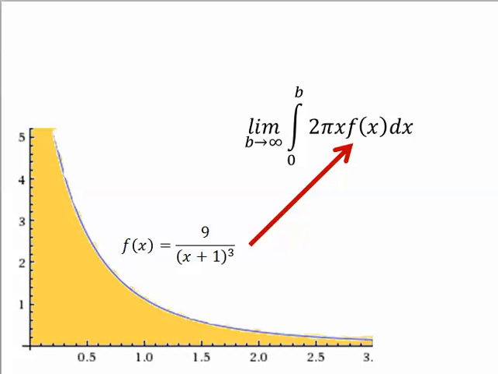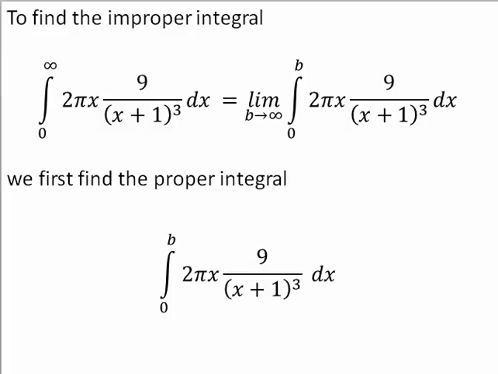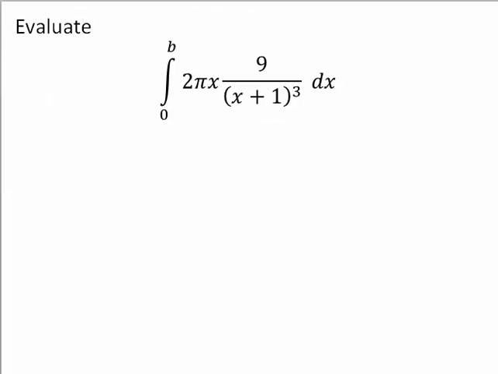Now we know what f of x is, so we just plug that into our integrand. And so we are now ready to find the limit. Well, actually not quite yet. Before we find the limit, let's find the proper integral from 0 to b. So let's evaluate. First, what I'd like to do is just pull my coefficients to the outside of my integral. Once I do that, I focus on answering the question, what kind of u substitution would help me integrate this?